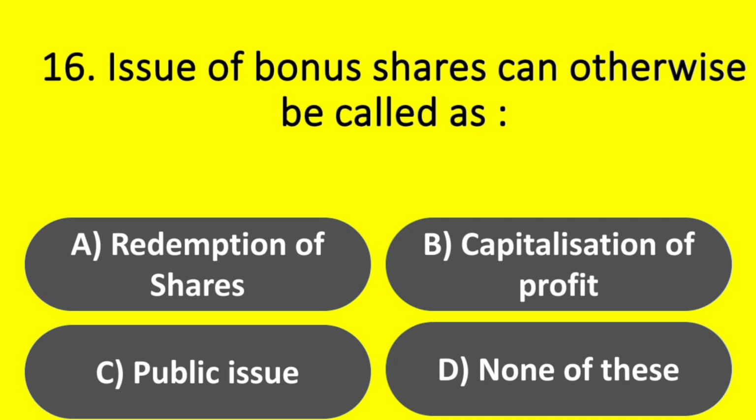Issue of bonus shares can otherwise be called as option A, redemption of shares, option B, capitalization of profit, option C, public issue, option D, none of these. Answer option B, capitalization of profit.